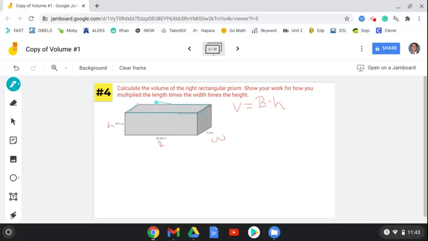I know that this face is the same as the face on the bottom. So to find the area of that, I would do length times width. And length times width will give me capital B, area of the base. So I need to do 32.64 times 7.3.